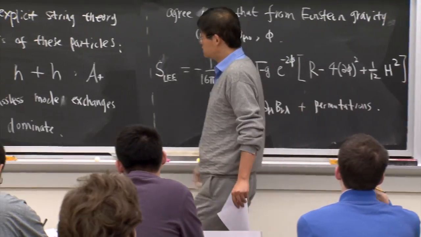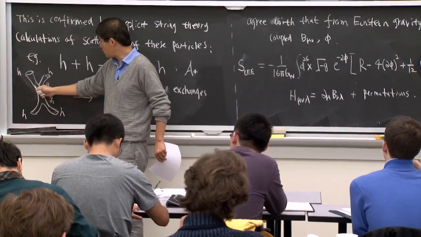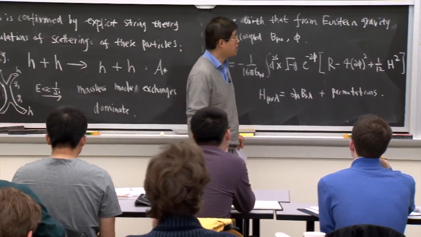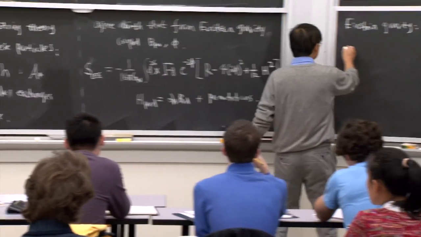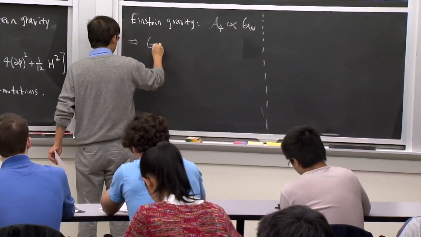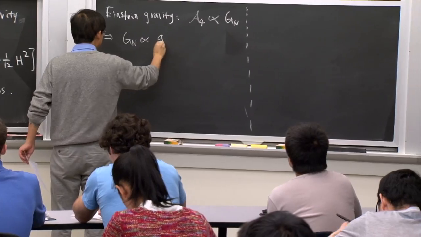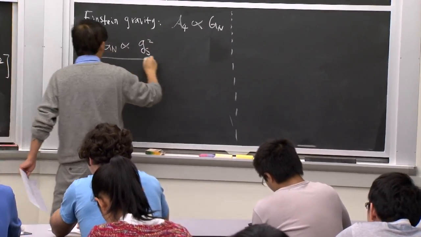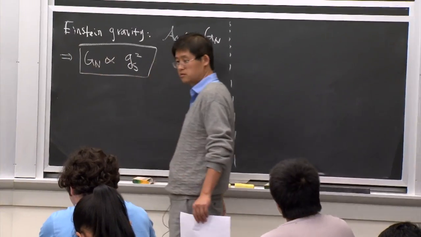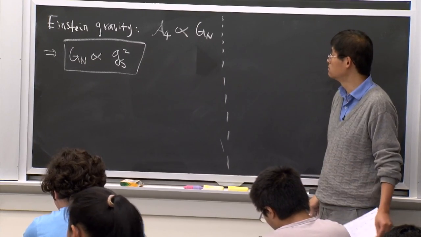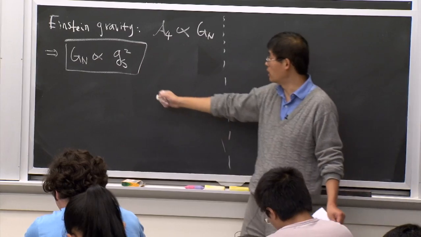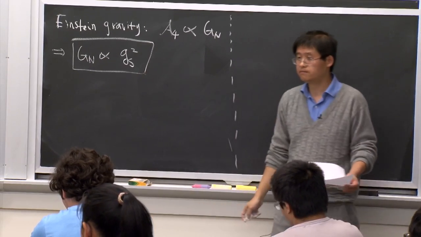But if you look at this string diagram, this string diagram is proportional to Gs squared. So we conclude that the relation between the Newton constant and the string coupling must be G Newton proportional to Gs squared, up to some dimensional or numerical factors. Okay? So this is a very important relation you should always keep in mind.